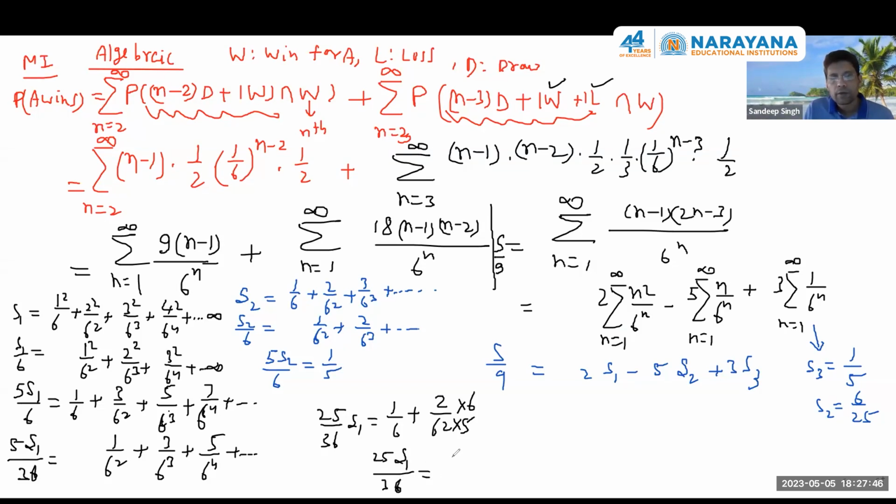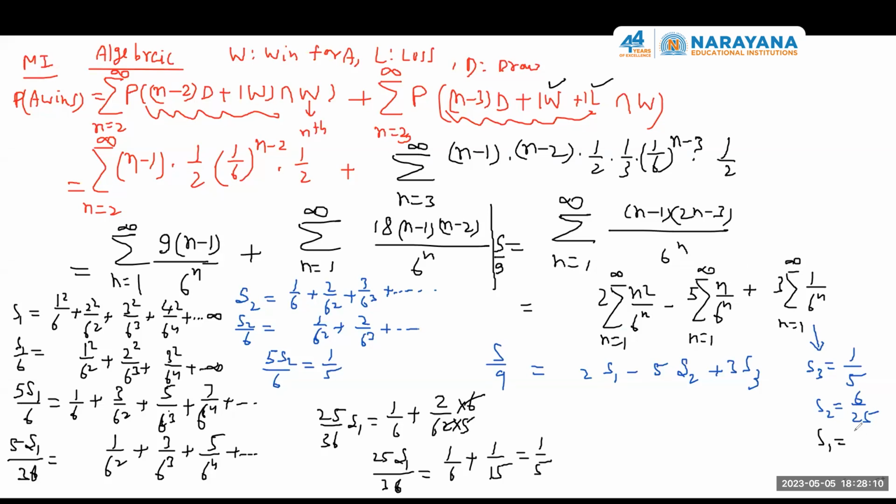25/36 ये आ गया, 1/6 प्लस एक 6 कैंसल कर देते हैं, 1/15 लिख लेते हैं, ये 1/5 हो गया. तो S1 आ गया 36/125. Please check if I have done the calculations correctly. 36/125. And if there is any discrepancy, please tell.